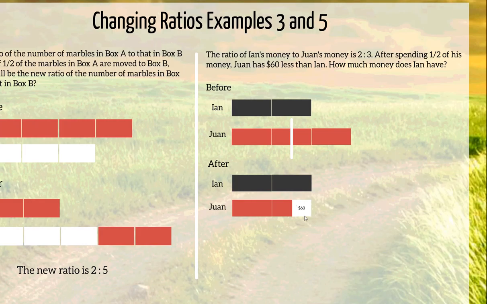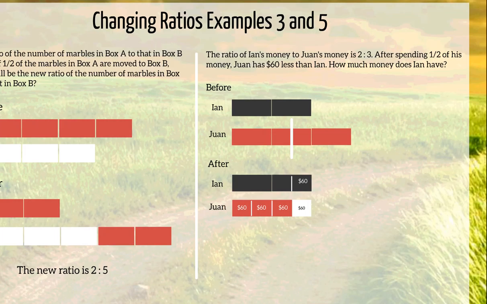So I drew this little box here, the white box, to indicate $60. And then I start to partition Juan's block into equal parts of 60. So each part here represents 60. Similarly, I'm going to do the same for Ian's blocks.